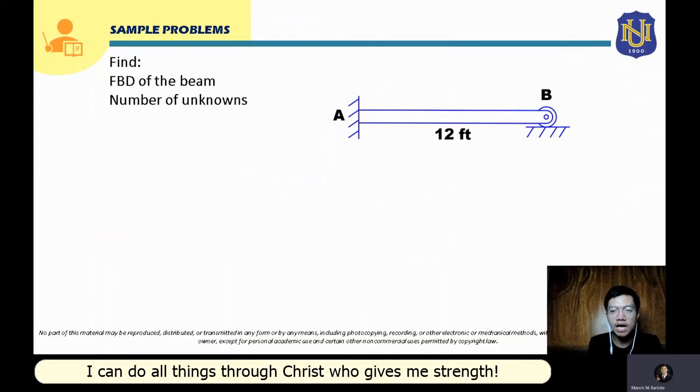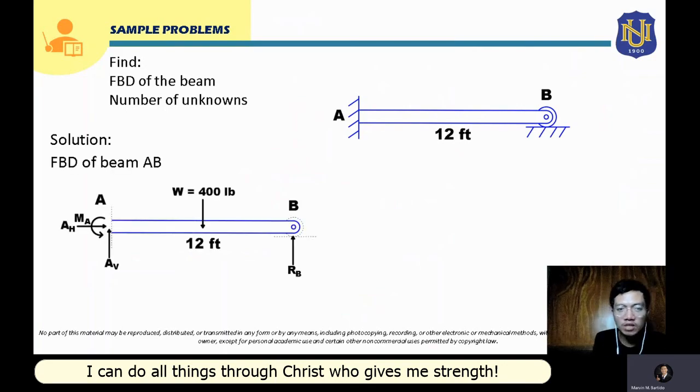For the free body diagram of this bar AB, since we know that at point B it is just a roller support, the reaction force provided here will just be a normal force, and it will be applied perpendicular to the surface where the roller is lying. We will label that as RB, and it is 90 degrees from this surface. So this will just be vertical since the surface here is horizontal.